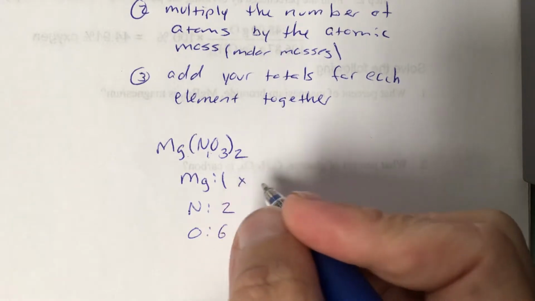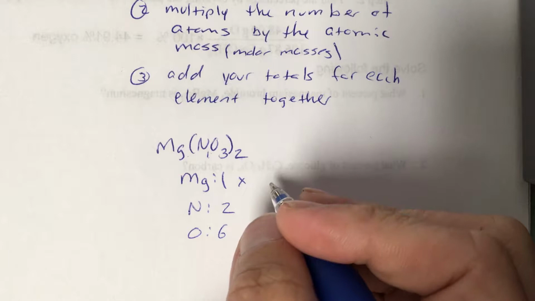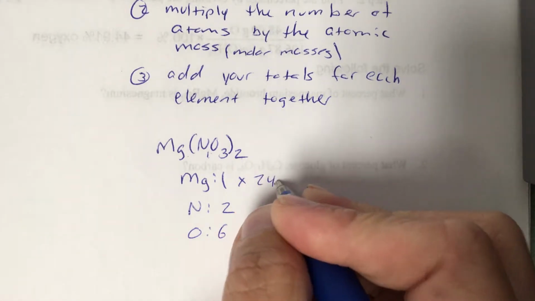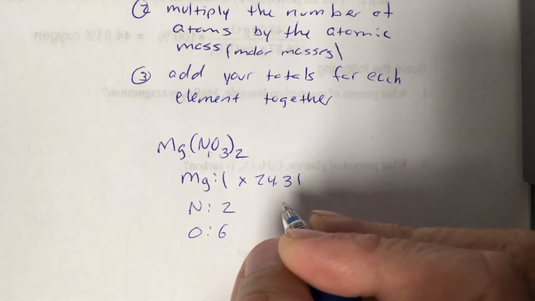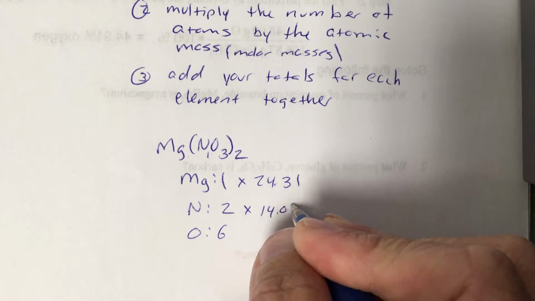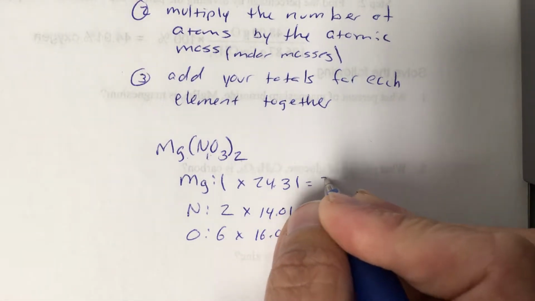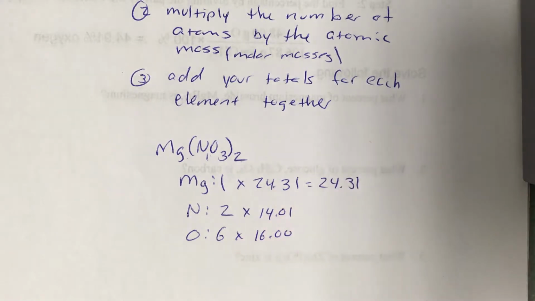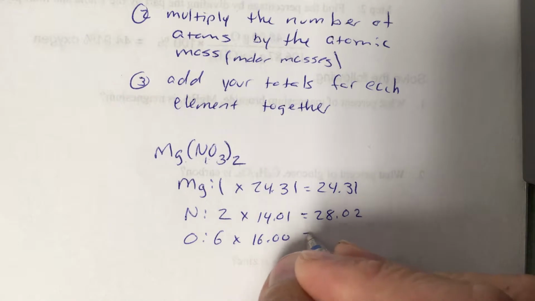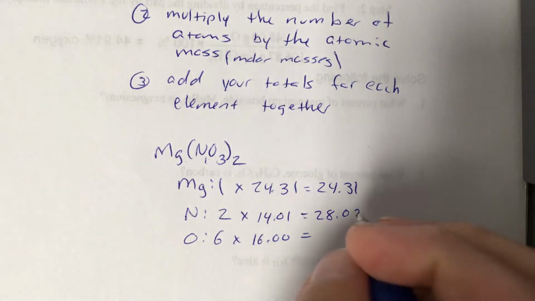We'll multiply those number of atoms by the atomic mass or the molar mass of each element. So magnesium, straight from the periodic table, 24.31. Nitrogen, straight from the periodic table, 14.01, and oxygen, 16.00. So that's 24.31. That's 28.02, and that is 96.